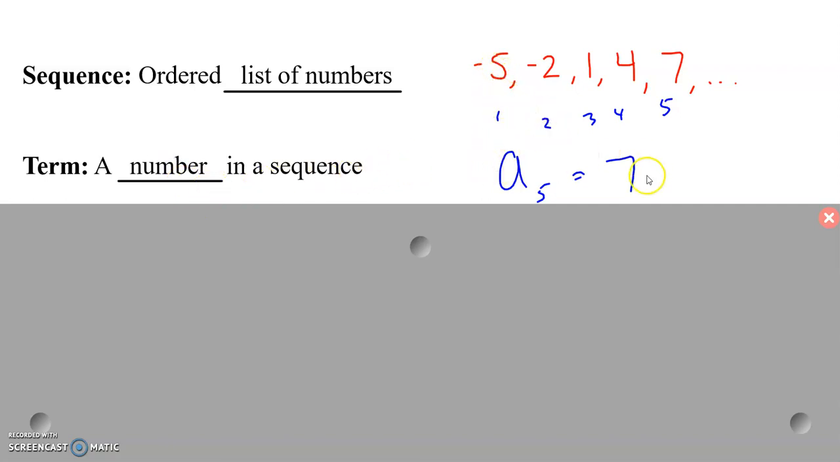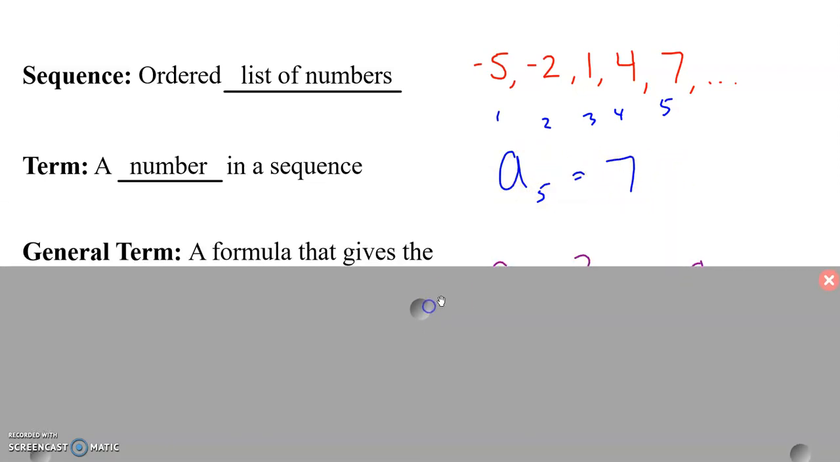The way we write that is, if we're looking at the fifth term here, the number 7, the notation we use for that is a with a subscript of 5. So that's the fifth term is what this means. So the fifth term is 7.